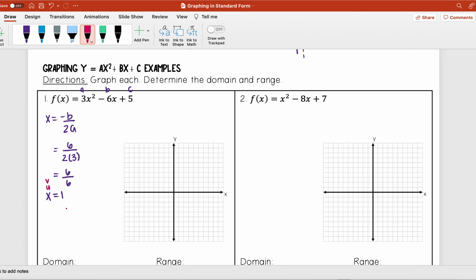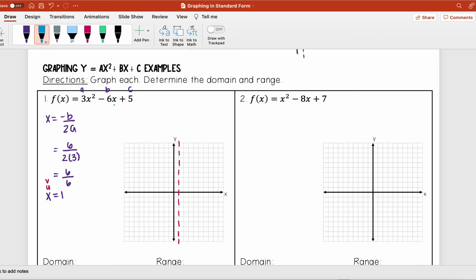because this is a vertical line. So V stands for vertical, so I'm going to go to 1, and I'm going to draw a dashed line right there. A dashed vertical line at x equals 1. So I did my first step. My second step is to find and plot my vertex. So I already have the x-coordinate of my vertex, but now I need to find the y-coordinate.